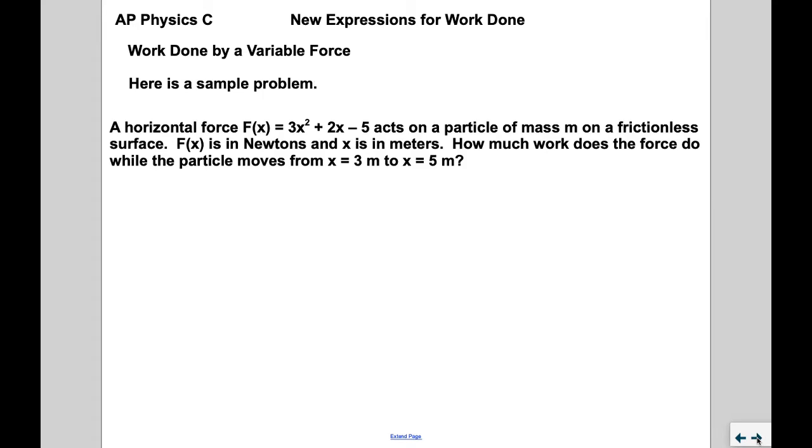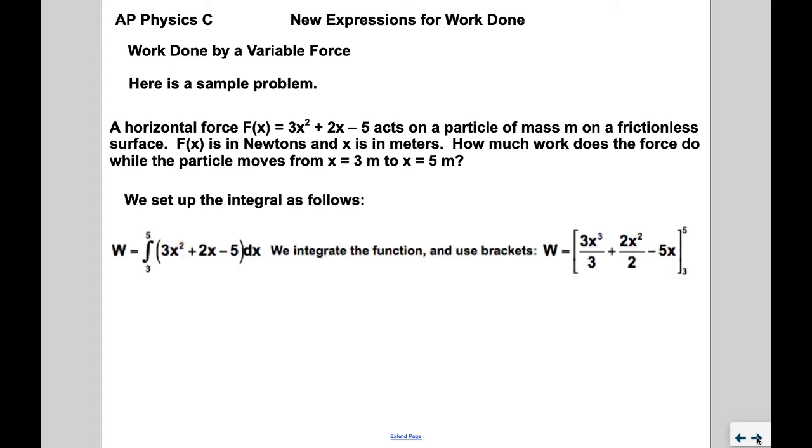So for example, we have a horizontal force, F of x equals 3x squared plus 2x minus 5. This force is in newtons and x is in meters. We want to know how much work the force does on this particle when the particle moves from x equals 3 meters to x equals 5 meters. So fairly straightforward problem.